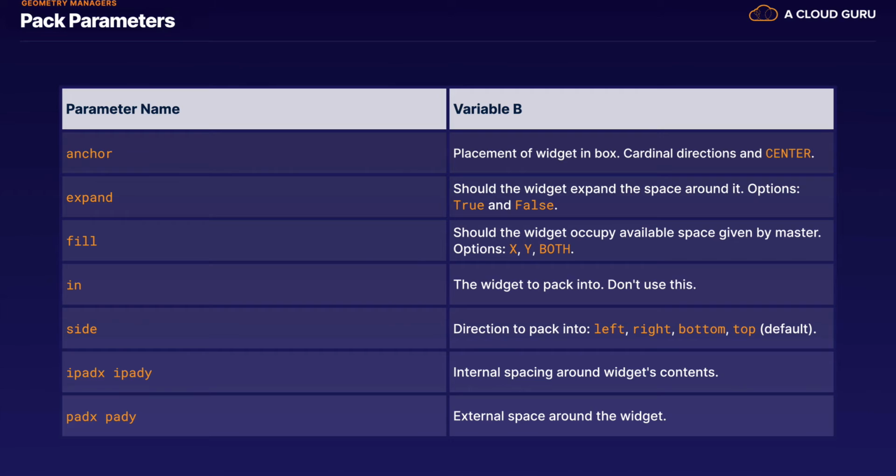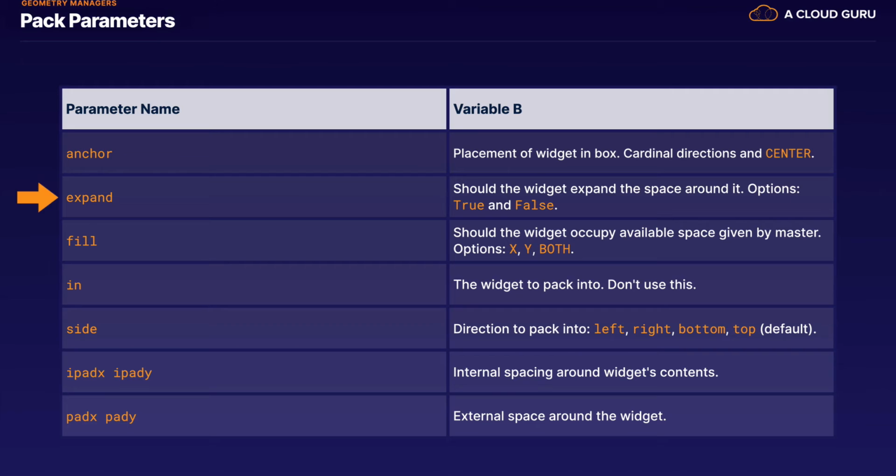But just going through the list here, anchor is going to be how we actually go and say where we want to pin something inside of the space that pack has allotted for it. By default, this is center. So this is why when we just pack something onto our window, it's going to be at the top by default, but then it's also going to be centered horizontally.